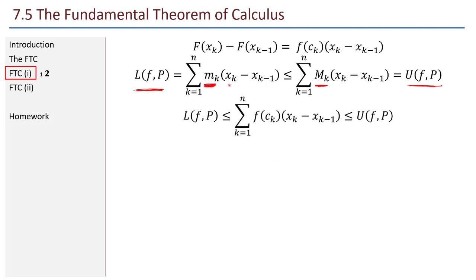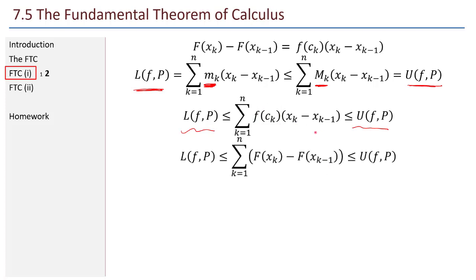I picked something sort of in between my min and my max. So this f of c sub k, well, c sub k is a point inside that interval. So certainly f of c sub k is at least as big as the infimum of all function values. And f of c sub k can't be any bigger than the supremum of all function values. So I have that little f of c sub k times the interval width is going to lie between my lower sum and my upper sum.